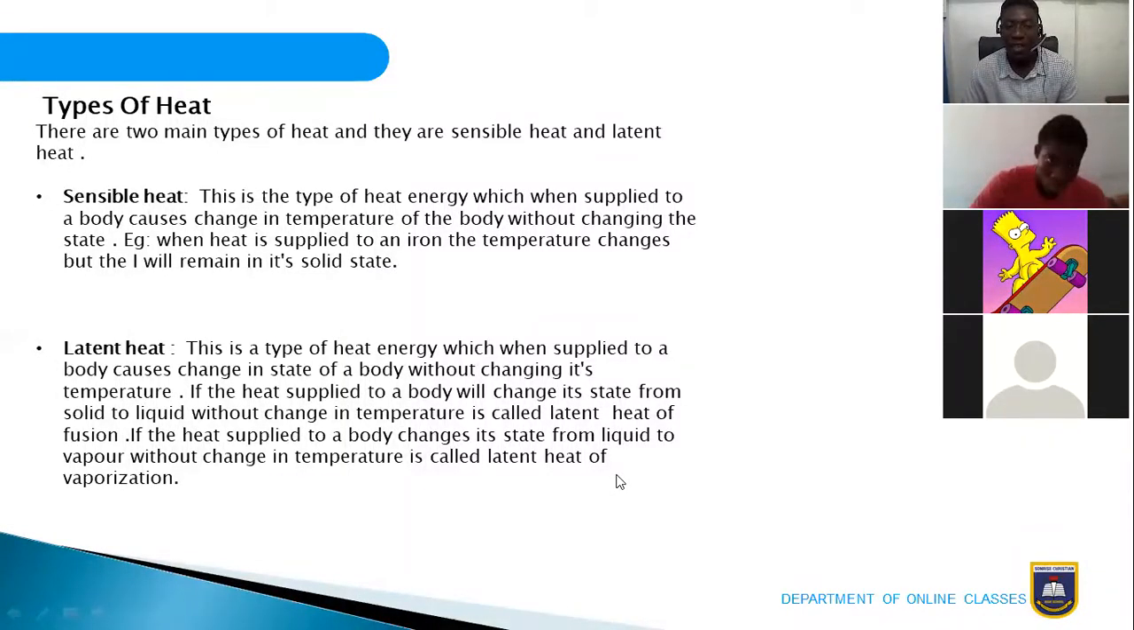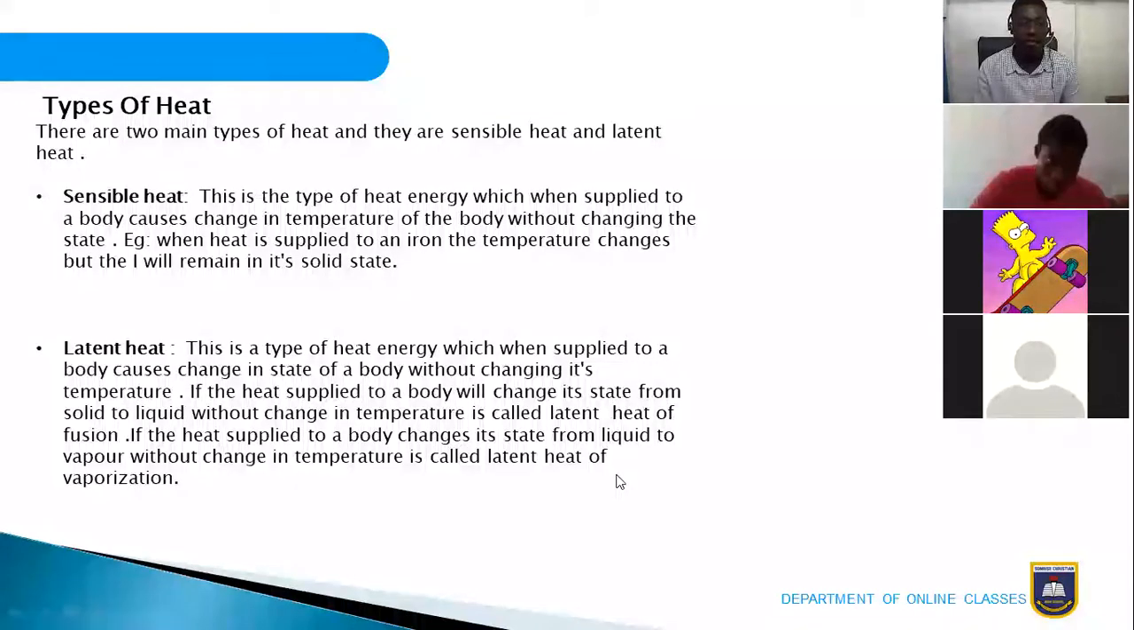Note, if you are defining this, at the end you must include "without change in temperature" in your definition always. That's why the fusion is having that. And the latent heat of vaporization also has the same statement, without changing temperature. Make sure you include that in your definition anytime you are defining latent heat of fusion and latent heat of vaporization. The temperature doesn't change.